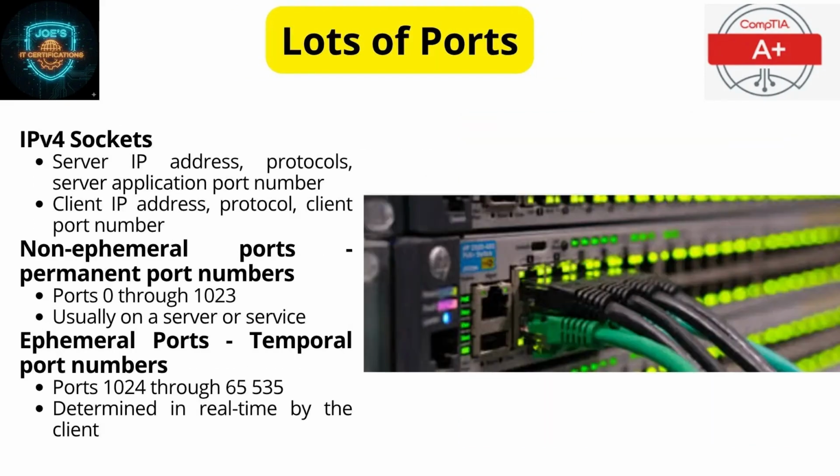This means when information is being sent from one device to another, there are usually at least 3 different types of information that are important. There is the IP address of the server, there is the TCP or UDP protocol that is being used, and then there is a port number. And from the server's perspective, it would be a port number associated with that application.